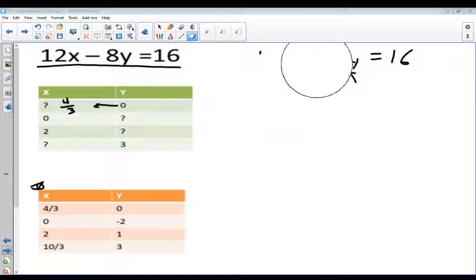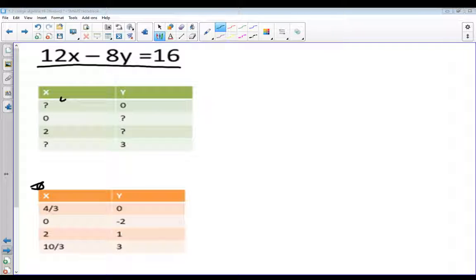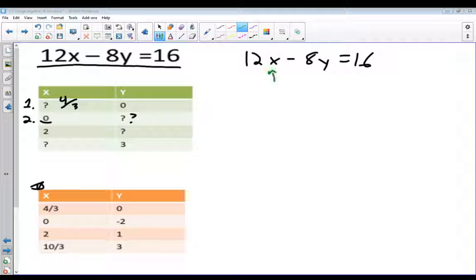So now let's say, sorry about that. Moving on to the second row, now we have that x is 0, and we need to find out what y will be. Again, take the same equation, and this time we take 0, plug it in for x, and go from there. So you get 12 times 0 minus 8y equals 16.